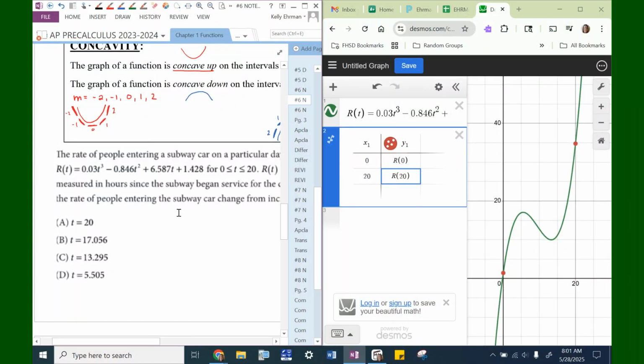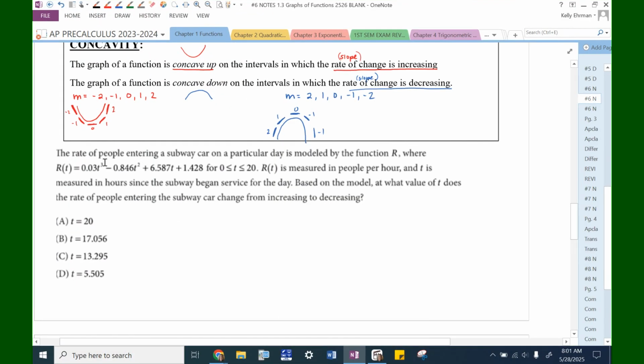Okay, so what was the question? It says, the rate of people entering a subway on a particular day is modeled by the function r. So r is a rate of people measured in people per hour, and it's got this equation.